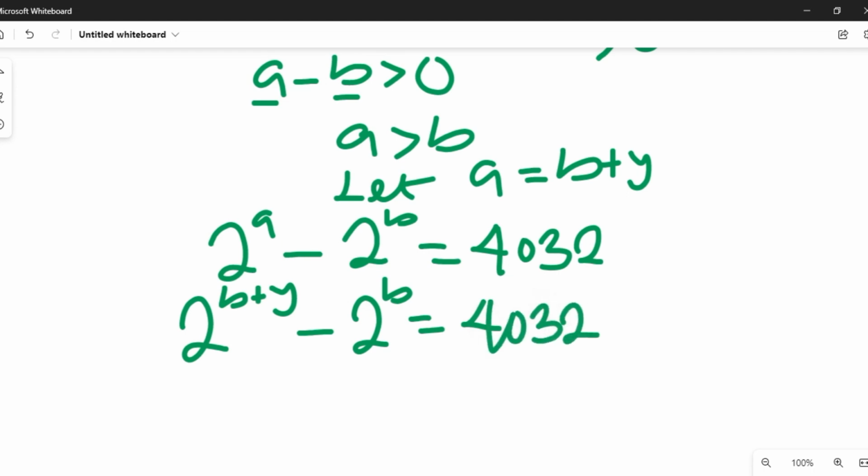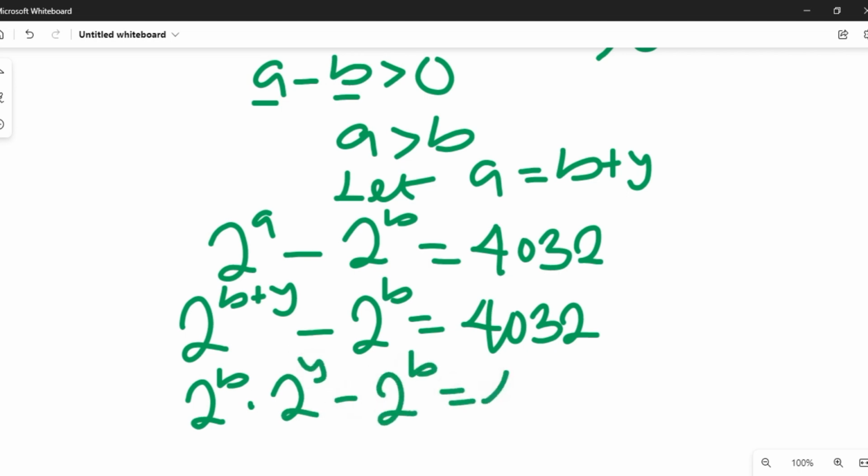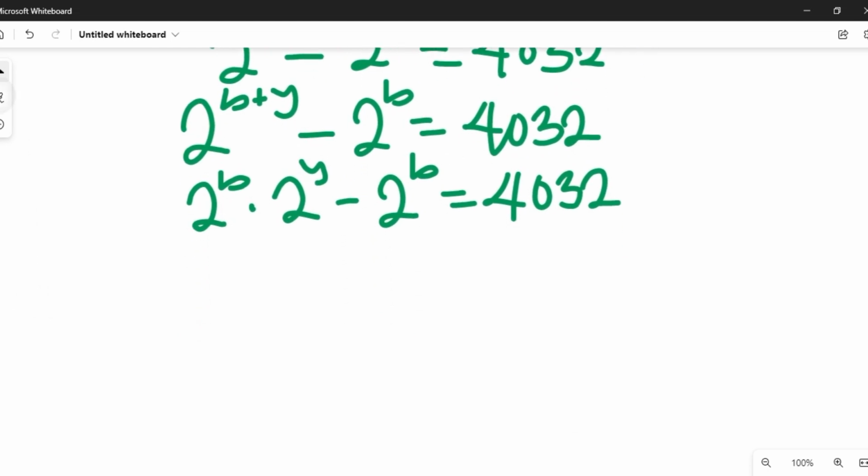Now, remember the law of indices. This value will give us 2 raised to the power b multiplied by 2 raised to the power y, minus 2 raised to the power b, equal to 4032. Now, what does this simply tell us? That the common term here is 2 raised to the power b.